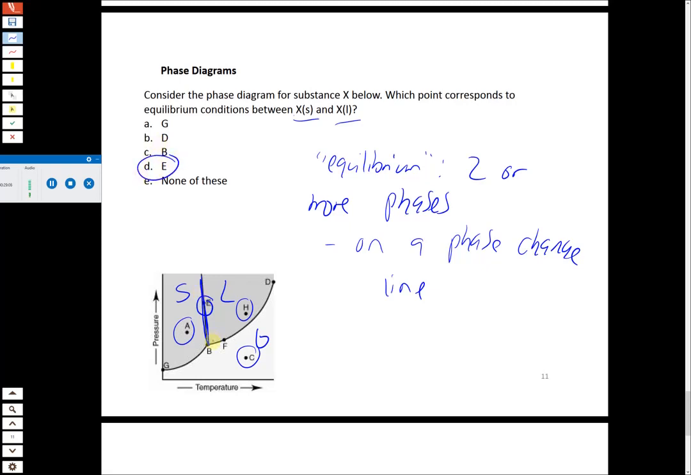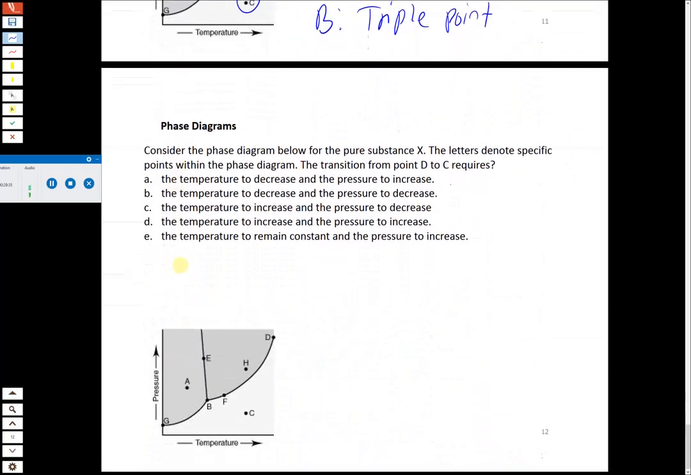Some of us may have been tempted to pick choice B, but choice B here is the triple point. So E is going to be on the solid liquid line, so that's going to be our answer. Choice B is what we call the triple point, and because that's where all 3 of the lines intersect, that's the point where all 3 phases can exist at equilibrium. So the triple point, you'd have solid, liquid, and gas. We're looking for just equilibrium between solid and liquid, which is going to be E here, where the dividing line is between those 2 phases.